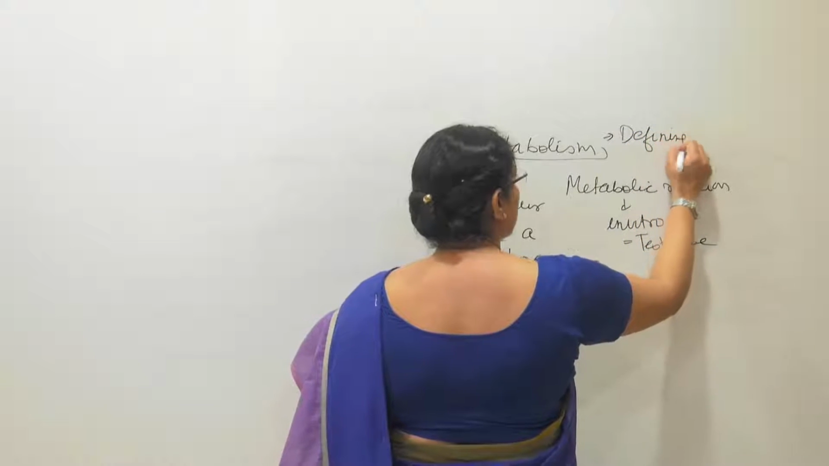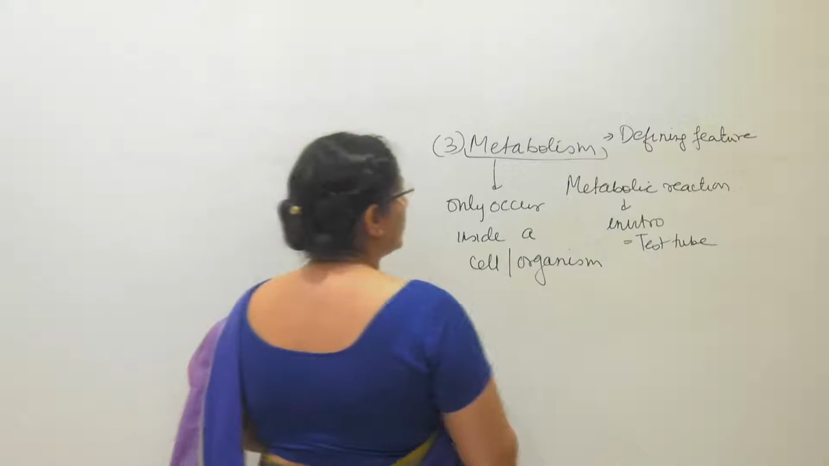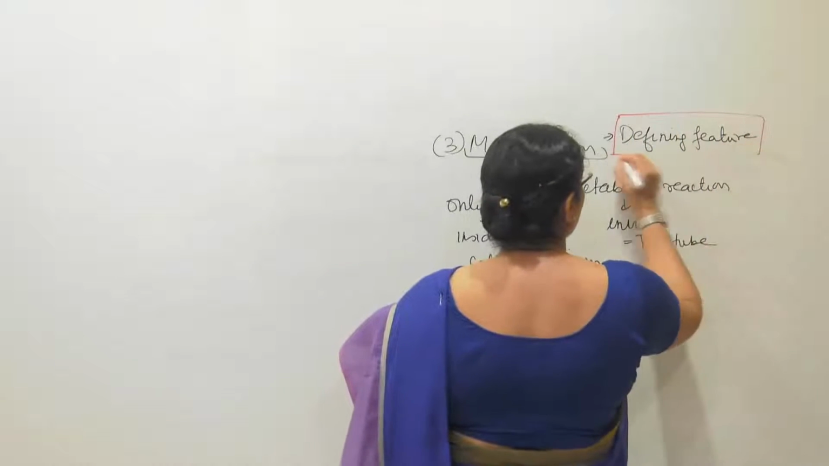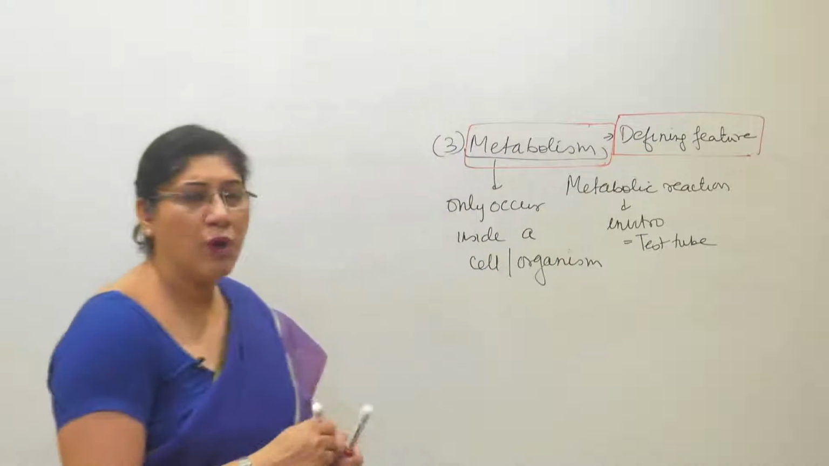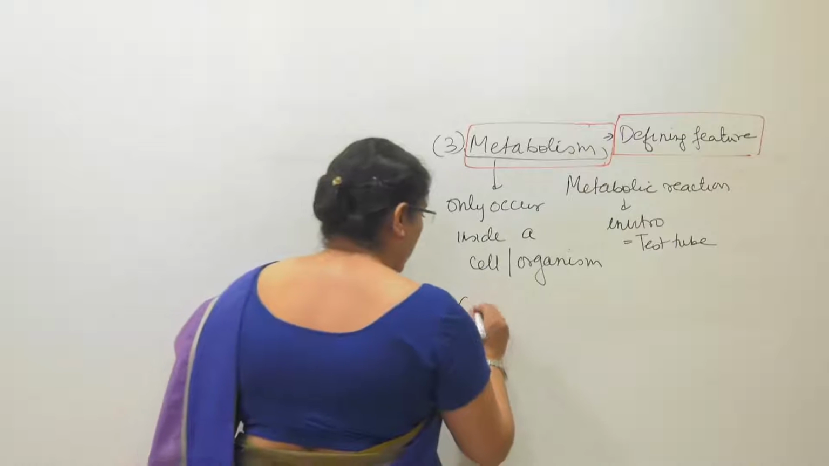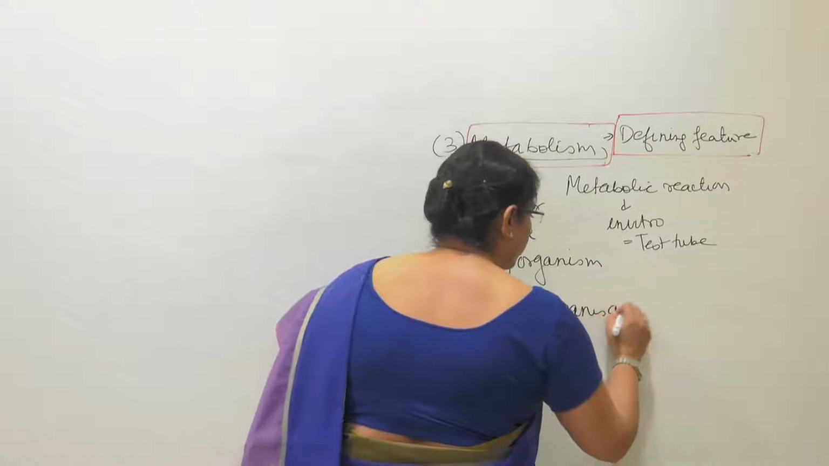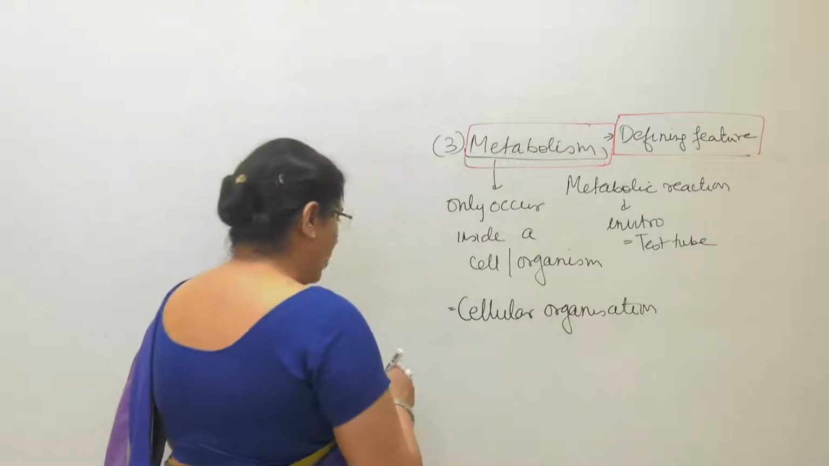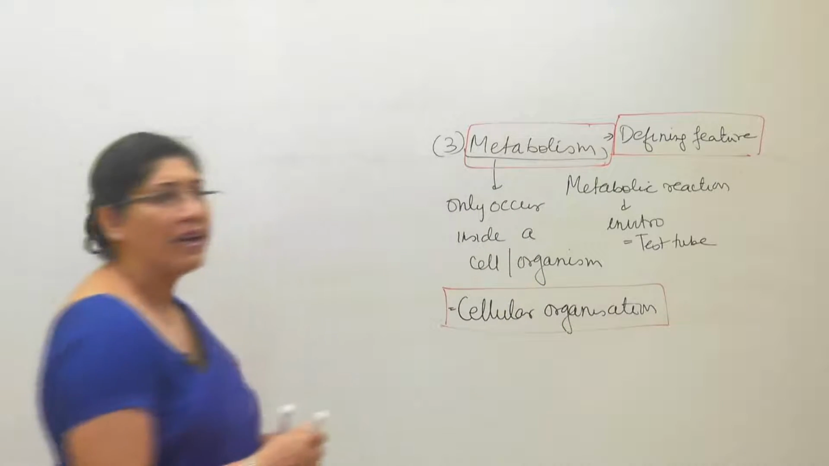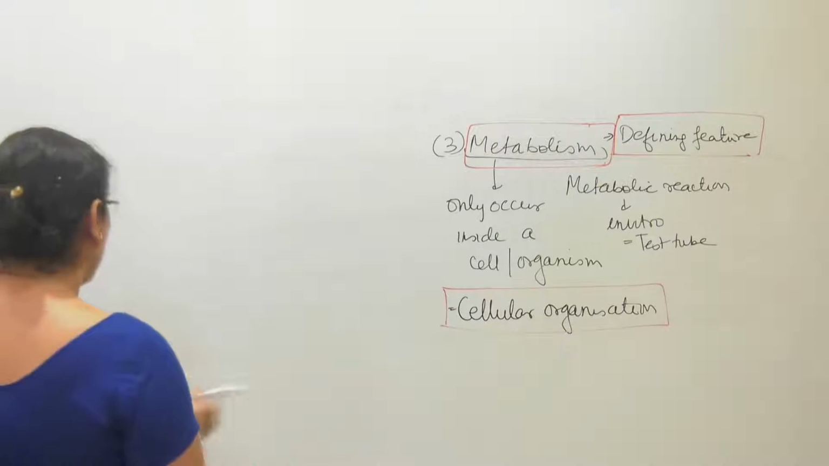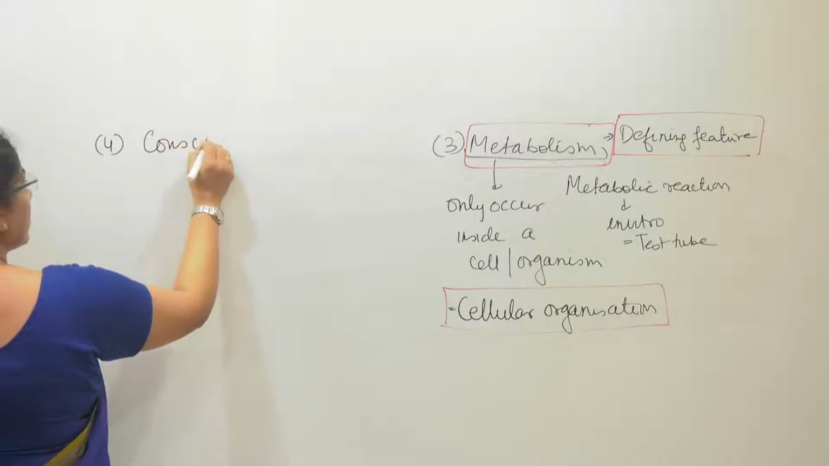So this is a defining feature. Now for metabolism to occur, we will require cellular organization. So cellular organization will also become a defining feature. The most complicated defining feature is consciousness.